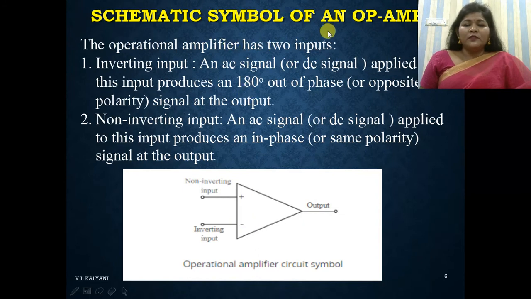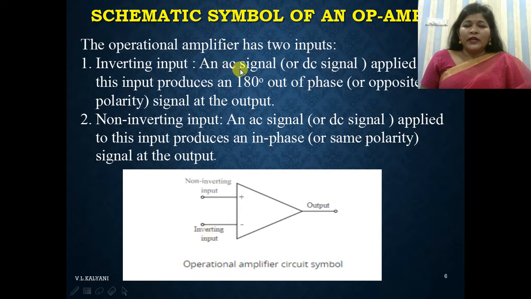This is the basic symbol of operational amplifier. As you can see here, there are two terms: inverting input and non-inverting input. Inverting input is indicated by a negative sign, and non-inverting input is indicated by a positive sign. In case of operational amplifier we can apply both AC or DC signals.